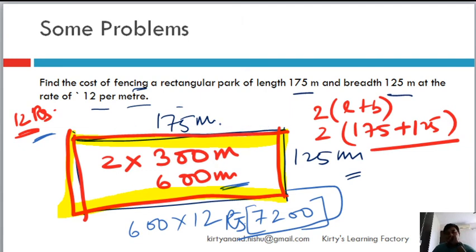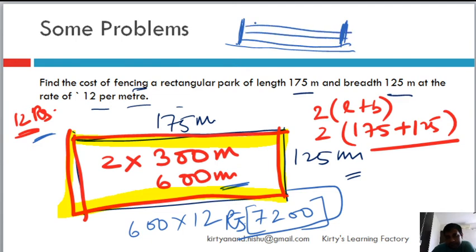Now another question could be on the same one, is that I want to do 4 rounds of fencing on this one. Because if you remember a real fencing, what they do is that they put 2 sticks or 2 bamboos. This is the ground level. Then they will put one wire here, one here, one here. That's how actual fencing works, right?